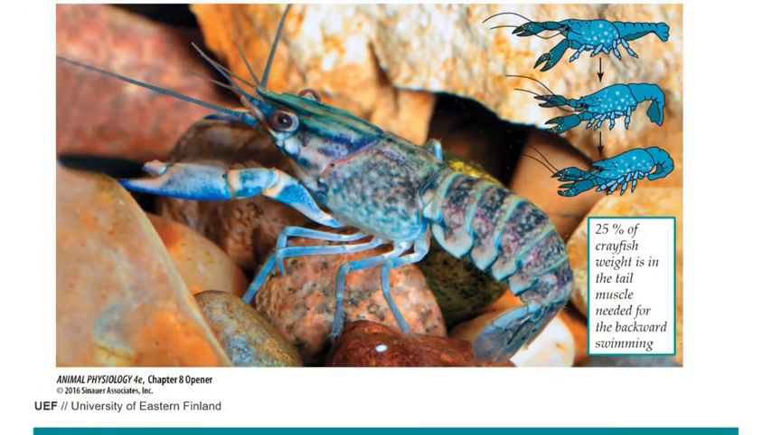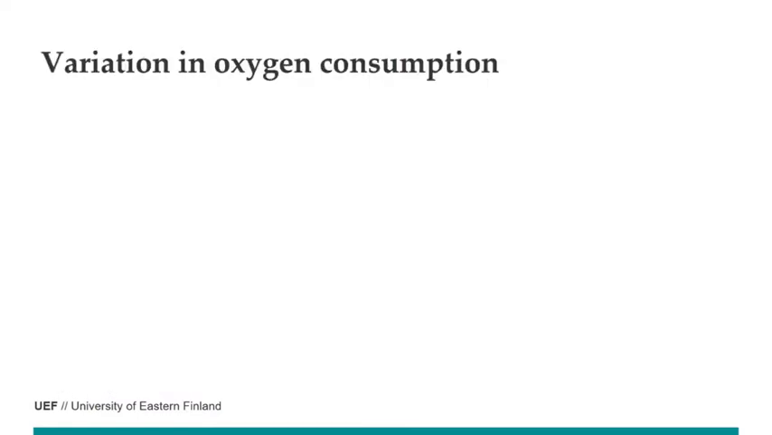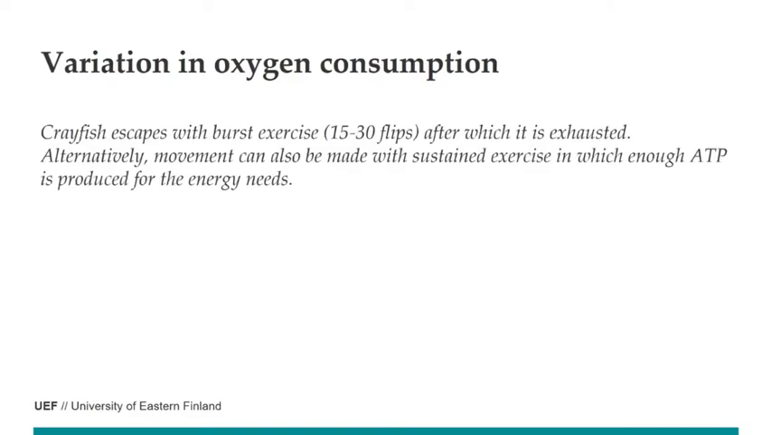Let's start with the crayfish. About 25% of the body mass is the tail muscle, and it's needed for backward swimming. Usually if you have a crab that is moving backward, it's escaping or hiding. It can do it very fast, and there's a variation in the oxygen consumption. So in this crayfish escaping, it will have a burst of exercise, maybe 15 or 30 flips, after which it's exhausted. But at the same time, most probably it's also hidden from the predators.